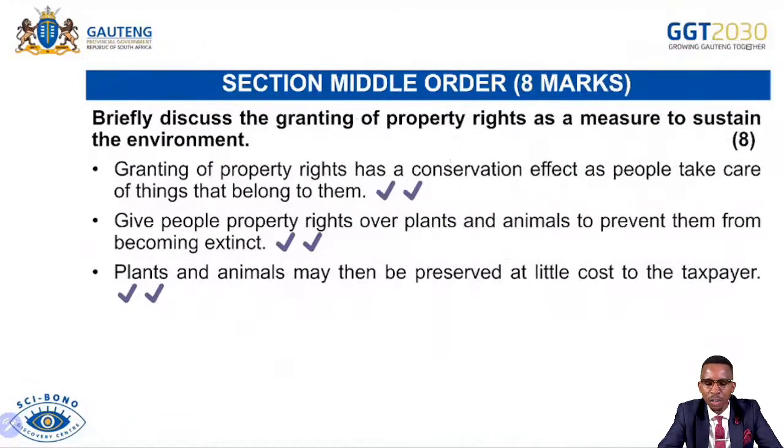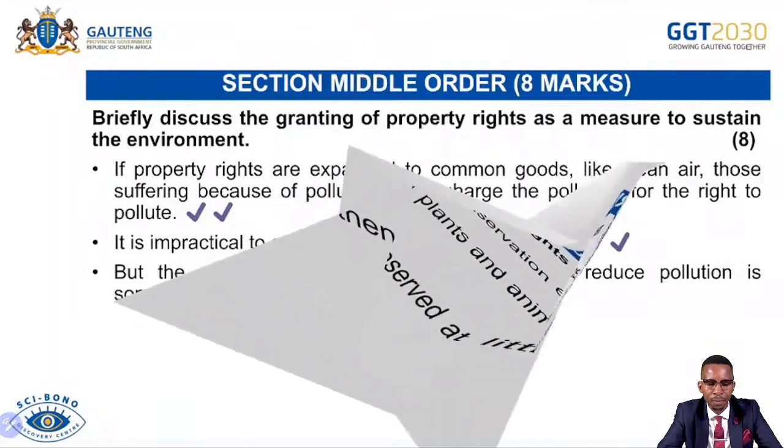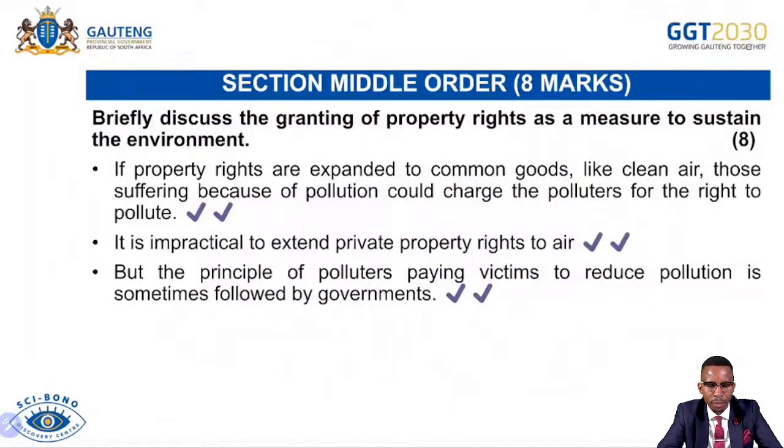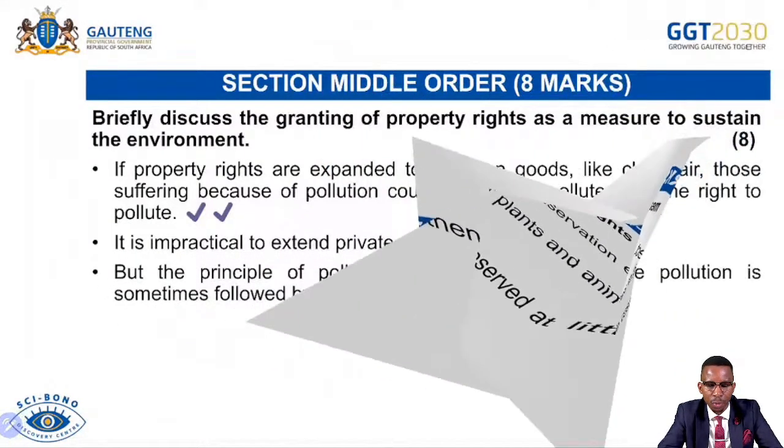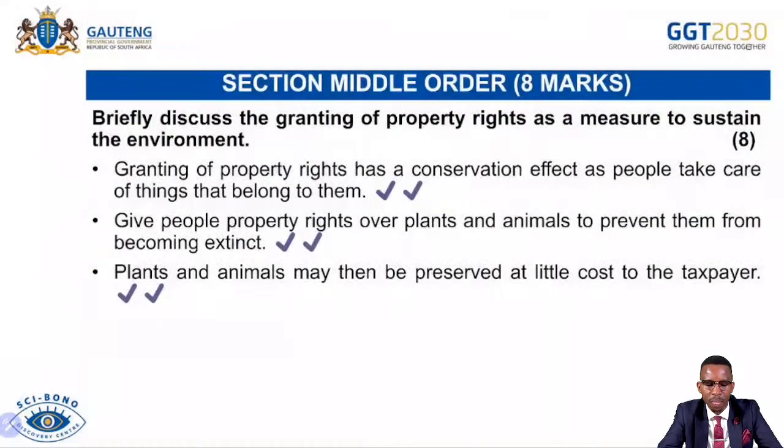Briefly discuss the granting of property rights as a measure to sustain the environment. Granting property rights has a conservation effect as people take care of what belongs to them. And then we bring the slide back. Give people property rights over plants and animals to prevent them from becoming extinct because they will be protecting them. Plants and animals may then be preserved at little cost to the taxpayer.